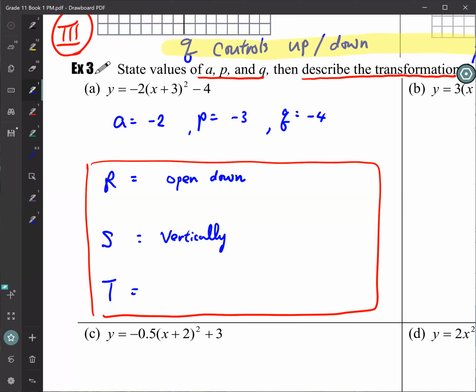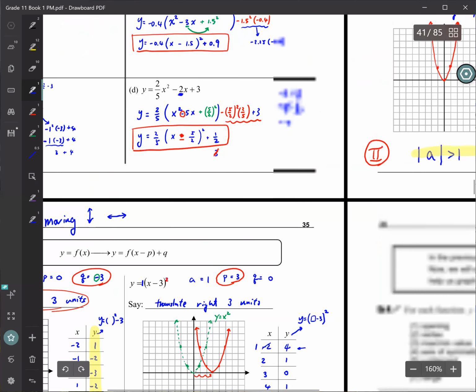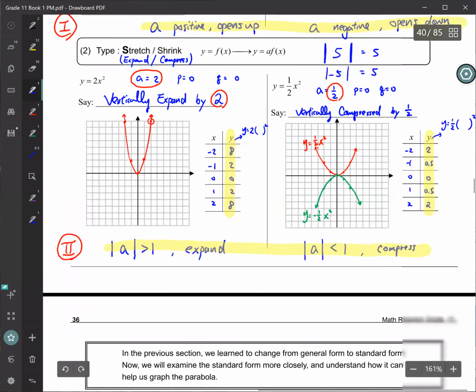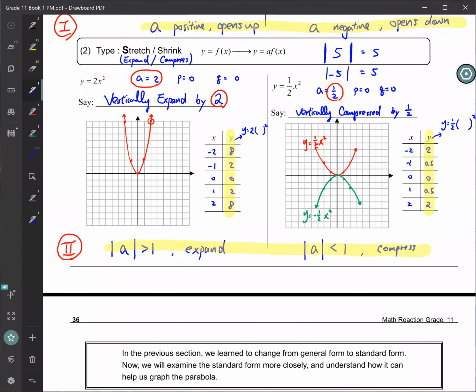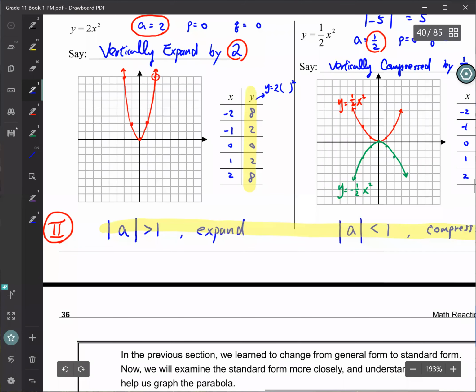Stretching. Is it vertically expand or compress for this one? Compress. How do you know? Because it's in the notes. Which part? Which page? What's the rule for expand and compress? Can you tell me the rule? The thing you marked in yellow. Say out the rule, please.